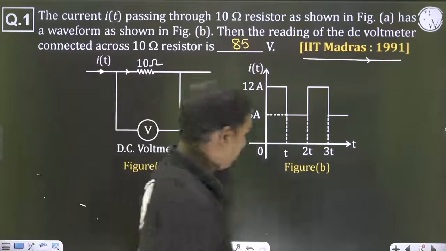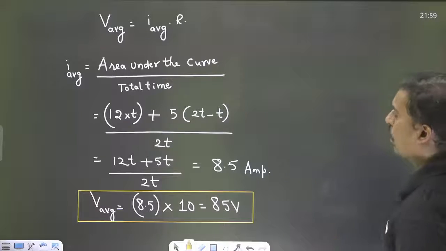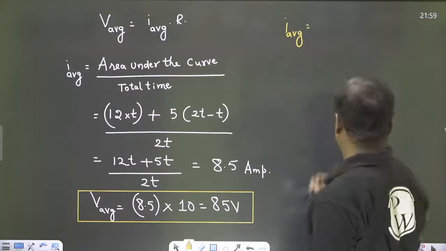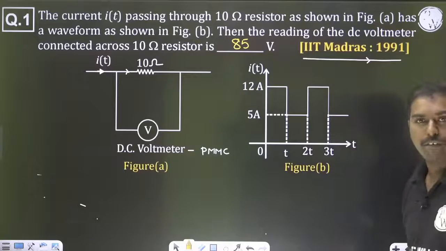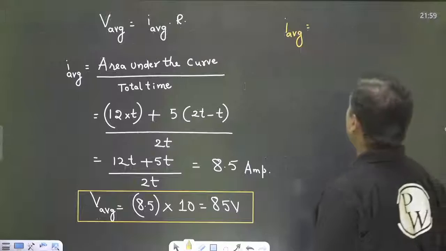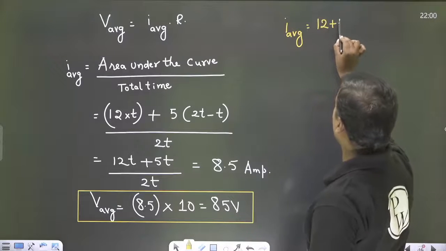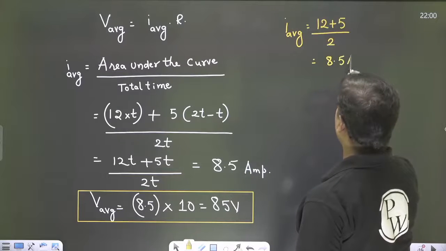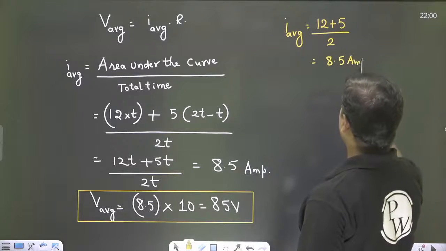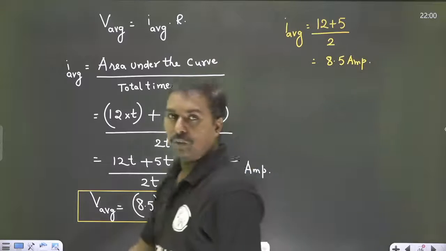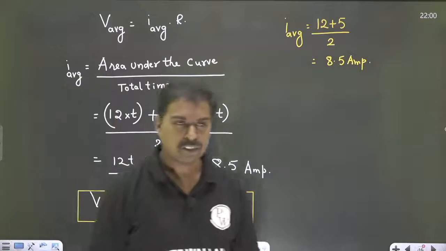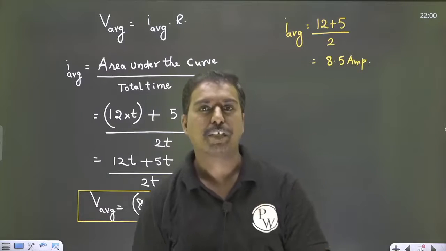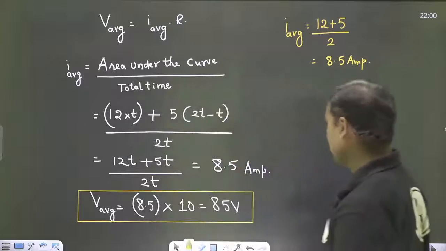Okay. Or else, we can do it by another method: the I average we can take directly. The pulse is switching between 12 and 5, so the I average can be directly taken as 12 plus 5 by 2, that is 17 by 2, that means 8.5 amperes. That also can be taken here. So this is the simplest problem, so don't miss such types of problems. In the GATE, many times waveform related questions come. So the right answer is 85.